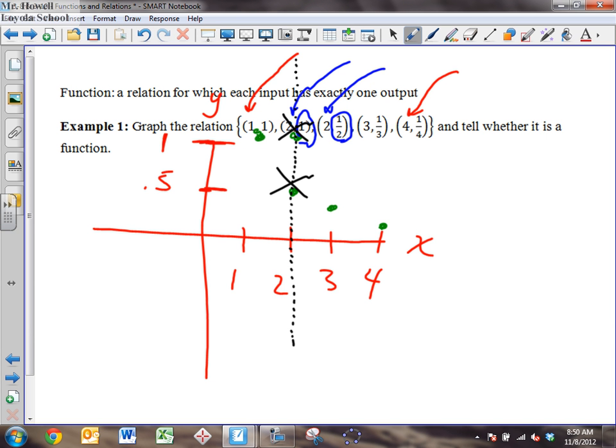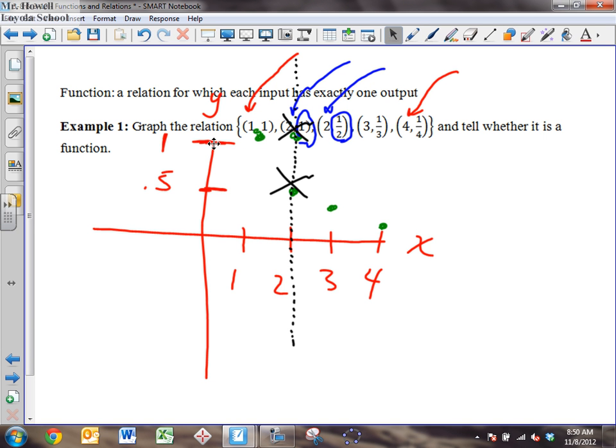Now, later in the year, and I think we're going to get to it because we're doing really well this year. We're ahead of last year's pace. We're going to get to a topic called inverse functions. And inverse functions utilize the horizontal line test. And it's the same idea, but now we're looking at a horizontal line. So keep this in the back of your mind for vertical line test.